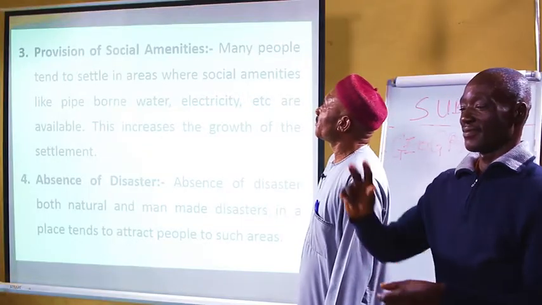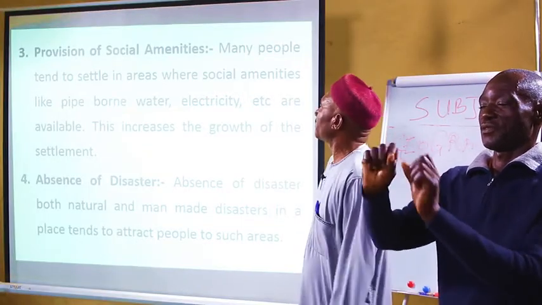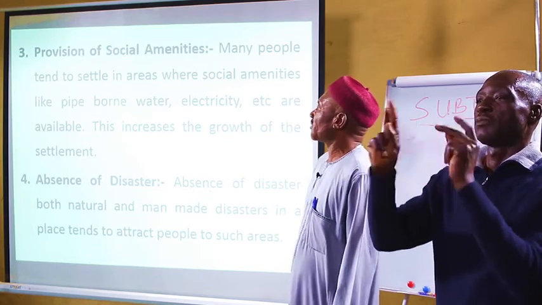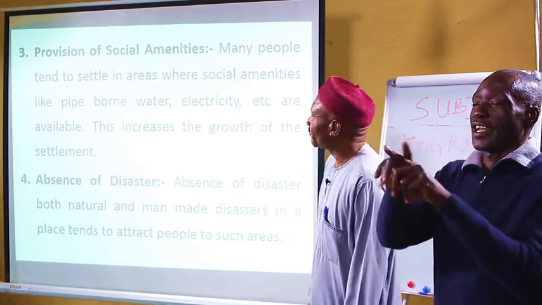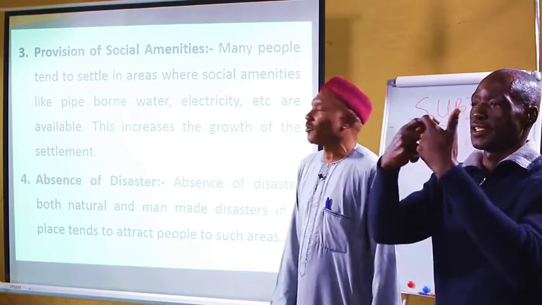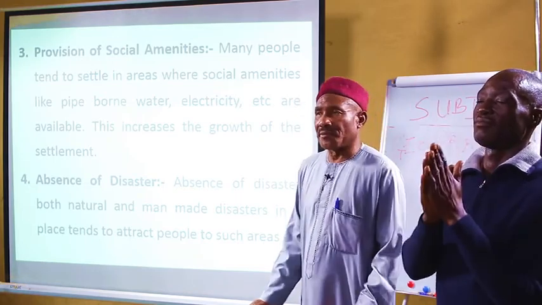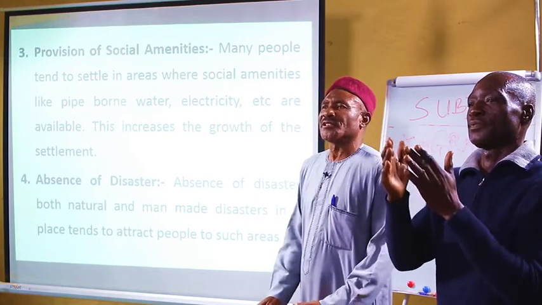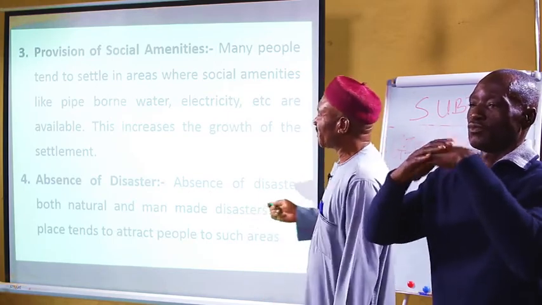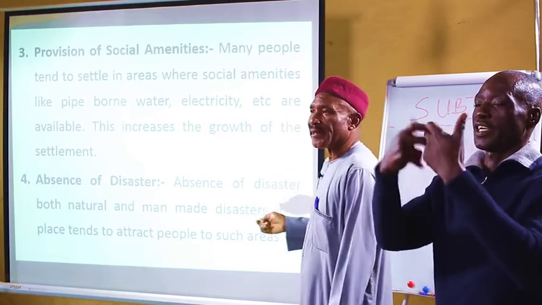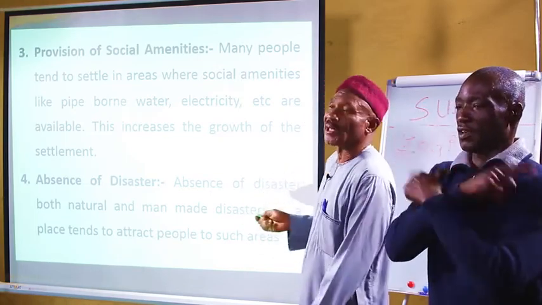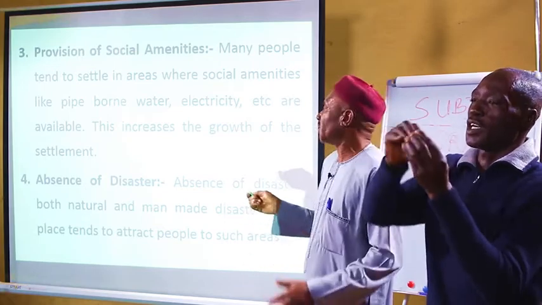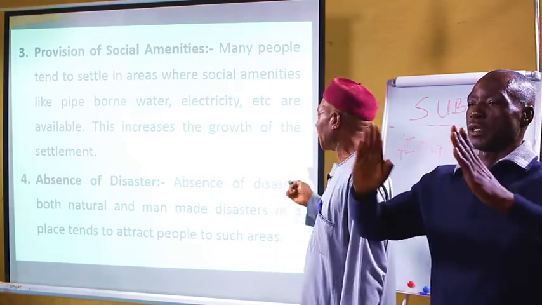The third one is provision of social amenities. Many people tend to settle in areas where social amenities like pipe-borne water, electricity, and so on are available. You see, everybody wants comfort. Where there's electricity, people tend to go to that area. It attracts people to that area, and the population eventually grows, and the settlement will be enlarged as a result of that.